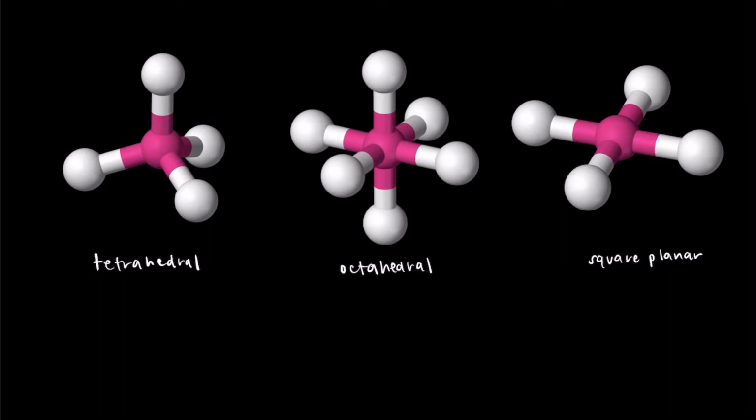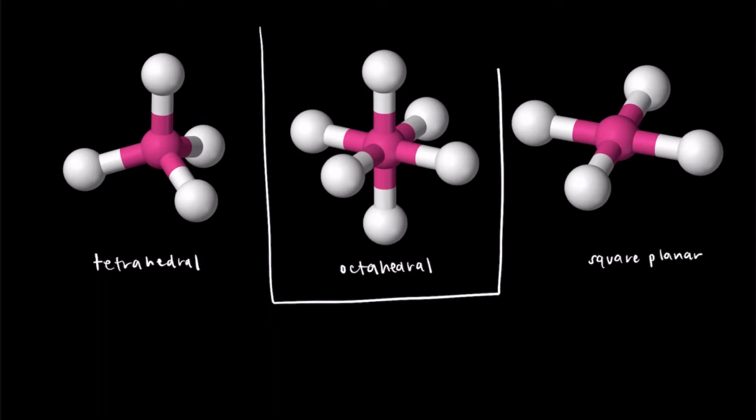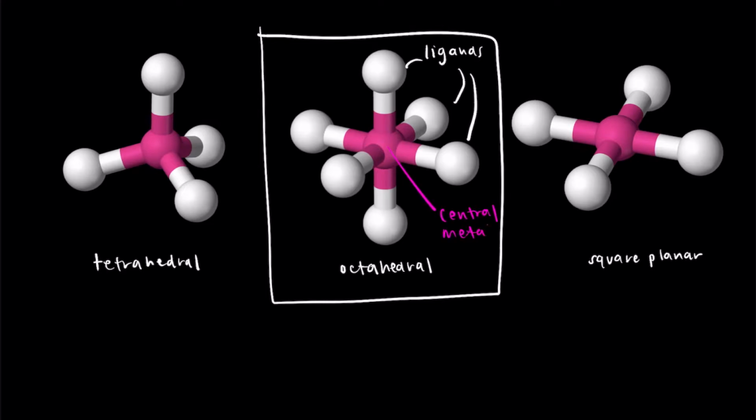Now, the ligands are not randomly placed around the central metal ion. Rather, they occupy specific positions. These positions include tetrahedral, octahedral, and square planar, but within the IB syllabus, only octahedral is required. You can learn more about the octahedral structure in VSEPR theory, which will be covered in the next chapter.